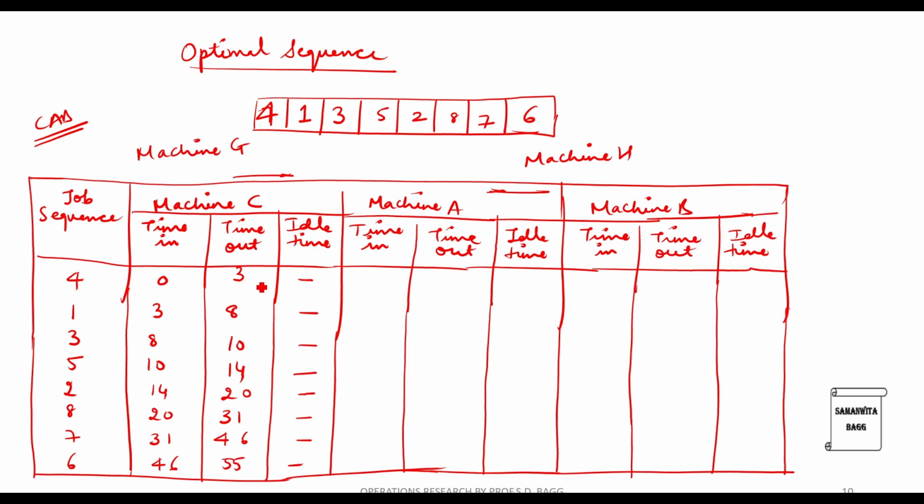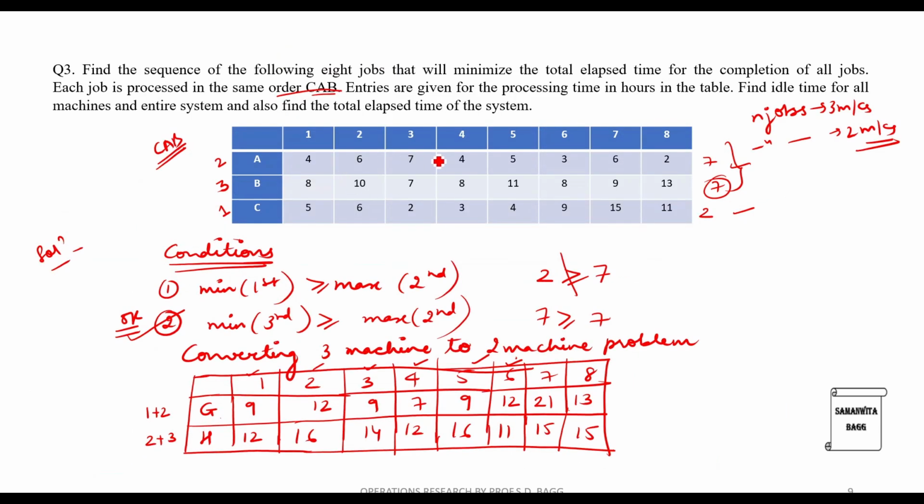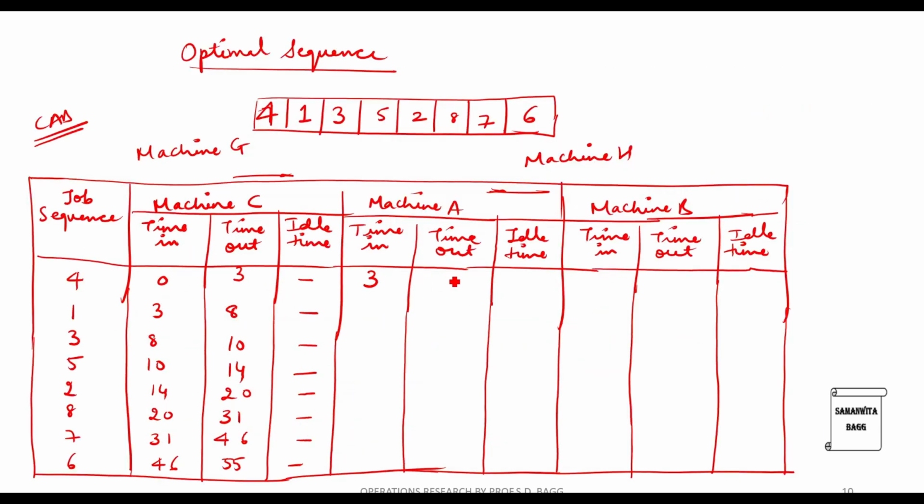So once it has ended at 3, it will go at 3 to machine A, the fourth job. So we will now see 4 at A. 4 at A is 4. So this becomes 7. The machine A was waiting for 3 hours to start with the job. So this is again 3. Now this job ends at 7, but this next job arrives at 8. So this starting time is 8 and the idle time is 1 hour.